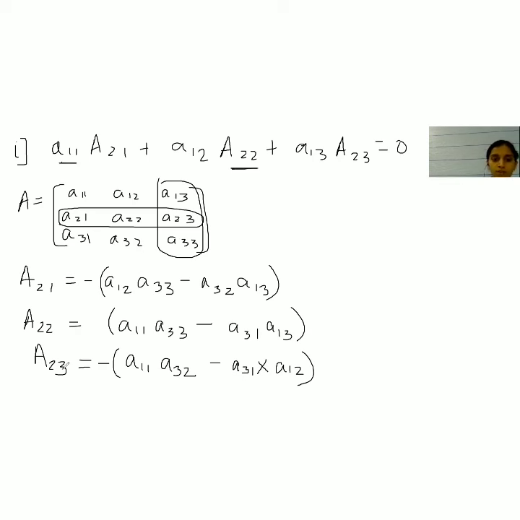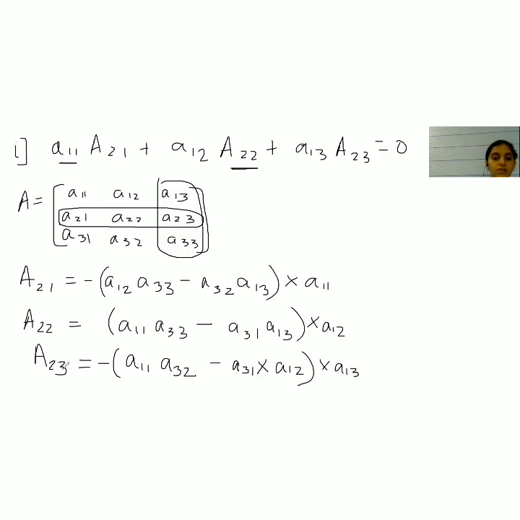Which are those elements? A11 in the first one. So we'll put A11 here. This is A12 and A13. Now when you do the multiplication and then add them, you will see that each term cancels out each other. So I'll do the addition on the next page so that it is on one line and you can see how they cancel out.